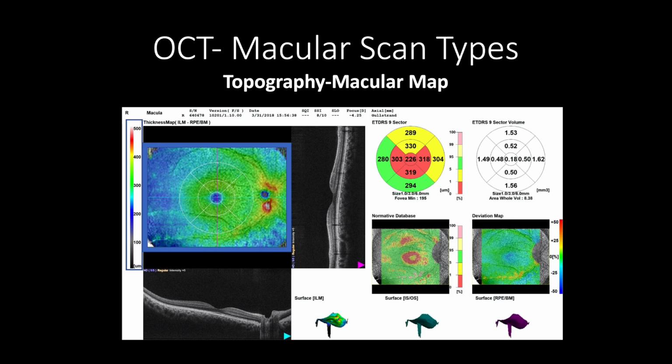Still, the location of the edema is not always accurately presented on the topographical map, and treating physicians should not rely on tomography to decide whether the pathology is central or non-central. The ETDRS sector 9 contains thickness values that project the location of clinically significant macular edema as identified by the ETDRS and can be color-coded based on deviation from the normative database.